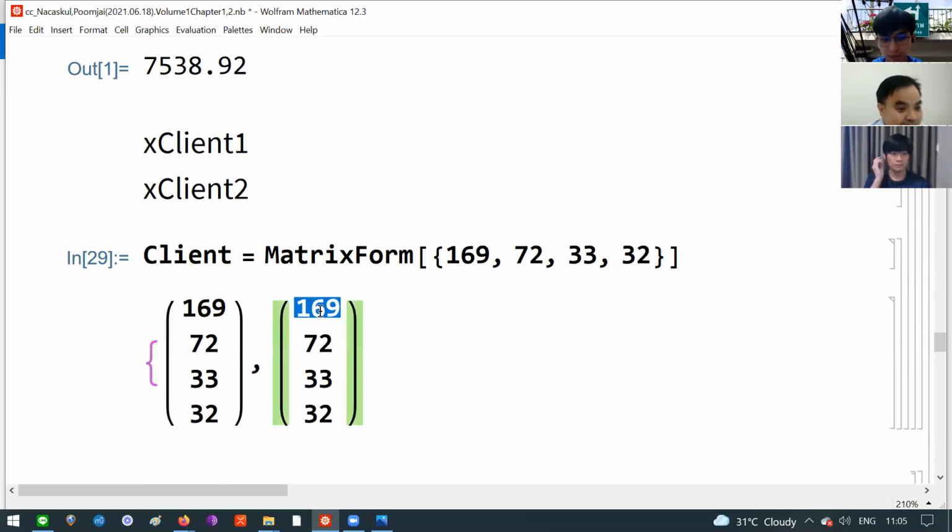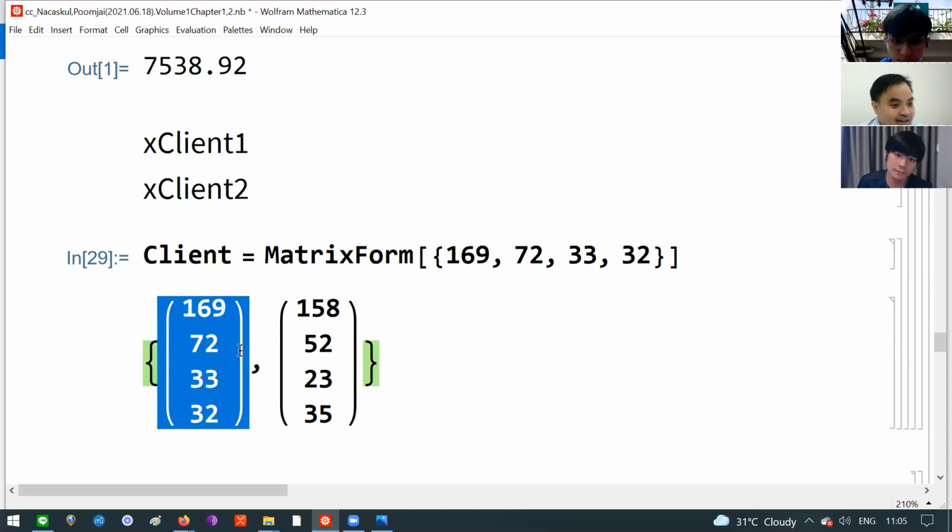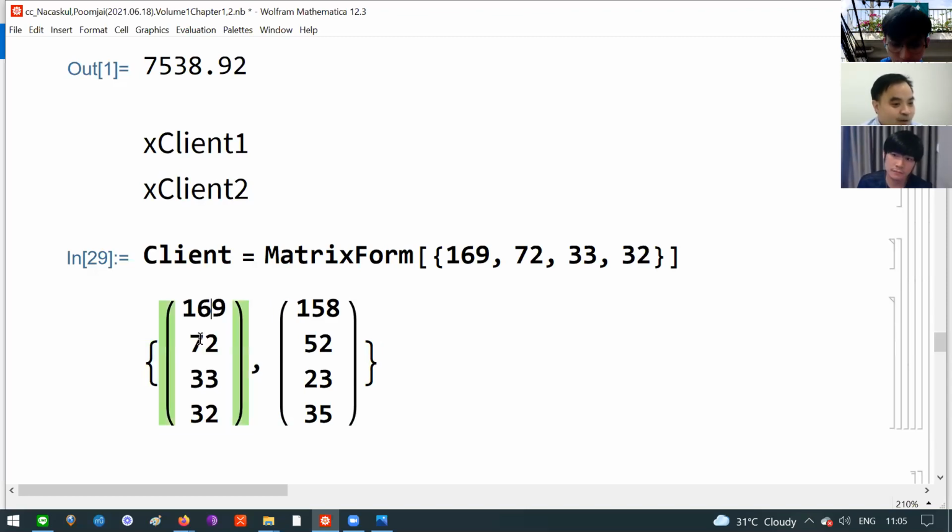So maybe, this is Bob, this is Alice. Alice is a little bit shorter and weighs a little bit less. So 52 and smaller, but very tall. So maybe as inches, something like that. So this here is one person, 4 attributes. This is another person, 4 attributes.